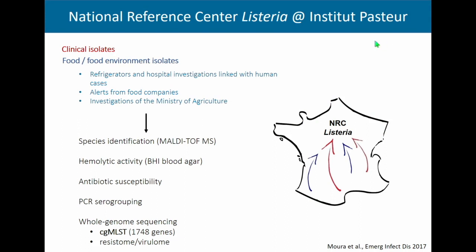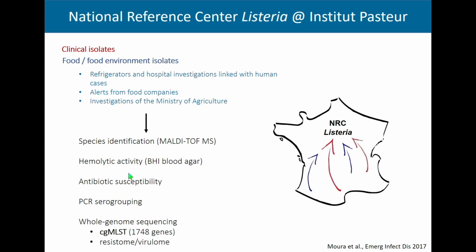So just a few words about the organization in France. It's a very centralized system for surveillance. We receive all the clinical isolates. This is a mandatory declaration for listeriosis in France. We also receive all the food isolates which are identified in systematic controls, and also in the context of outbreak investigation. We identify the species by MALDI-TOF mass spectrometry.